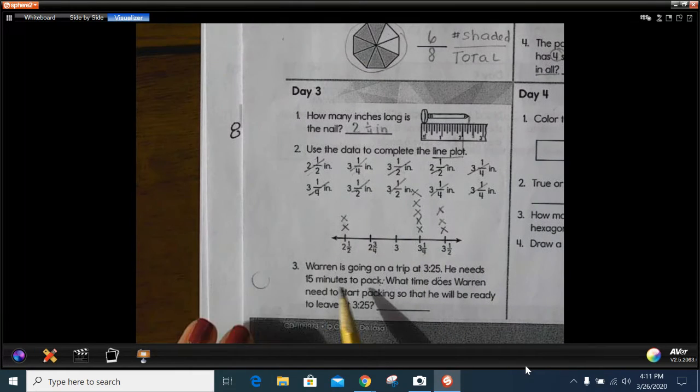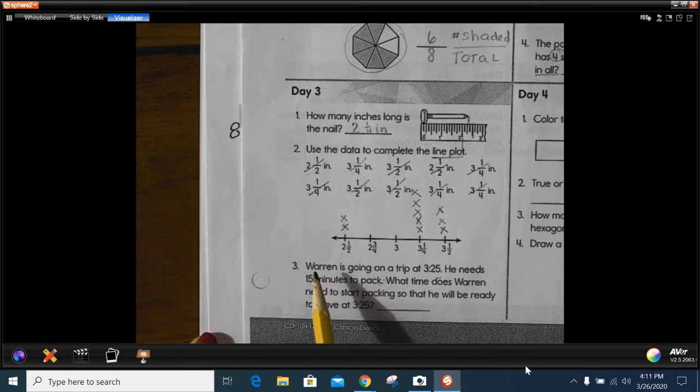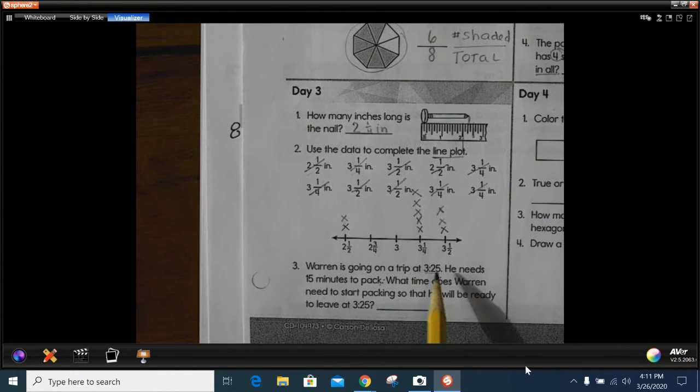So number 3, Warren. Guys, funny story. My stepdad's name is Warren, so this is exciting. Warren is going on a trip at 3:25, so he's leaving at 3:25. He needs 15 minutes to pack. What time does Warren need to start packing so that he'll be ready to leave by 3:25?